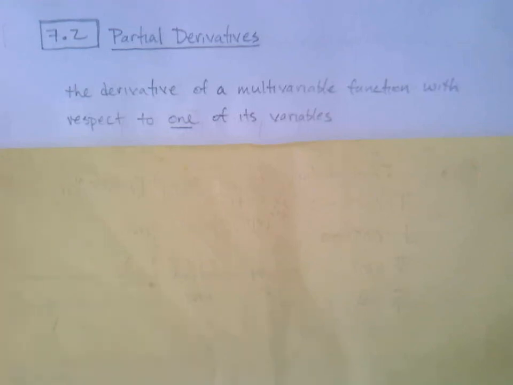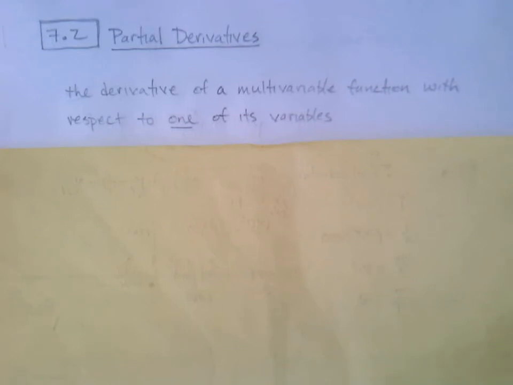Let's get into some derivatives of these multivariable functions. 7.2 is called partial derivatives. That's the name we're going to give to it. You'll see part of the reasoning there. Here's the definition of a partial derivative: the derivative of a multivariable function with respect to one of its variables.